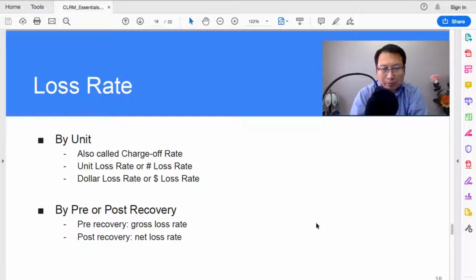Then post-recovery, meaning that you deduct the reversal of fees, the income. You also deduct the money collected after the event of a charge-off, which is recovery. So that's the net loss. This is how much a lender really loses on the account. So the loss rate based on the net loss is called the net loss rate.